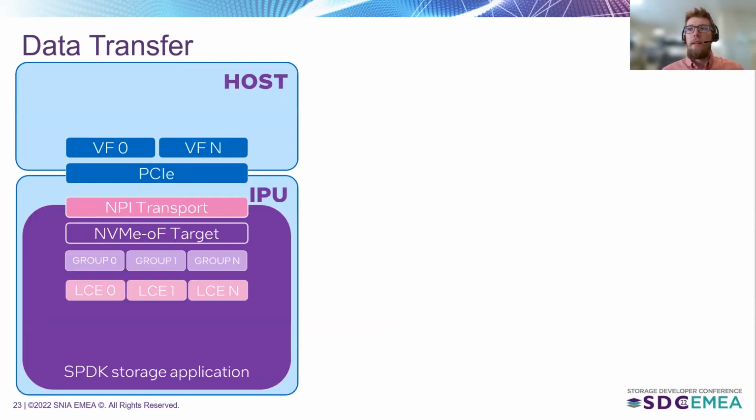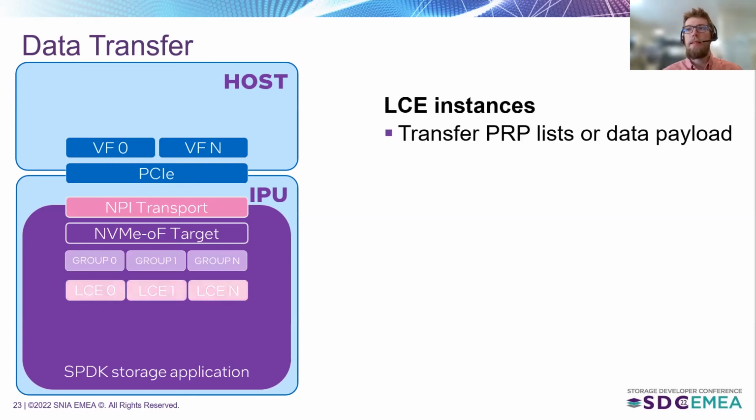Okay, the next slide is about data transfer, and it is an important step in request processing. It is required to move and access memory from one domain, which is the host, to another, which is the IPU. NPI Transport, in this case, is responsible for initiating that data transfer. A separate DMA instance per NVMe poll group is key to avoiding synchronization. And again, we need to have performance in mind. So that is the reason.